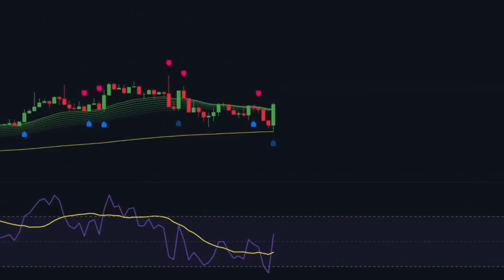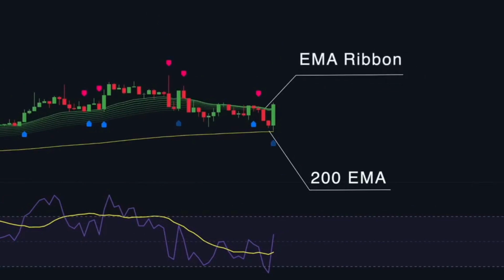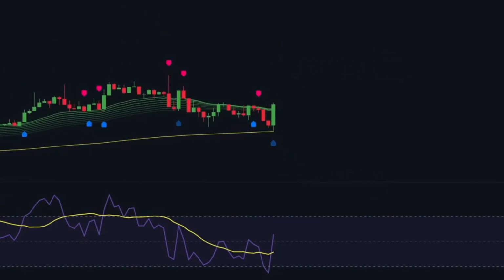For a long trade, the following must be met. First, the price must be closed above the 200 EMA. The ribbon must also be above the 200 EMA. In addition, it must be green. Second, the price must pull back into the ribbon without closing below the long-term EMA. The machine learning strategy must then print a blue label. Lastly, the RSI must be oversold prior to the buy signal.